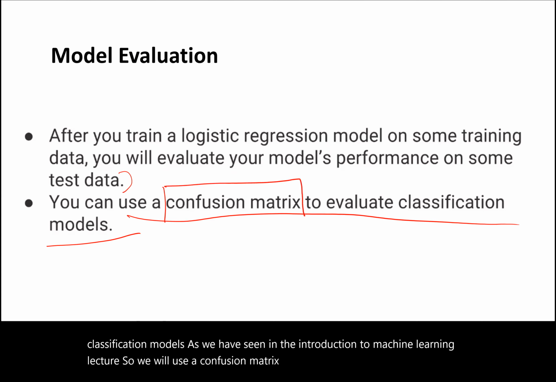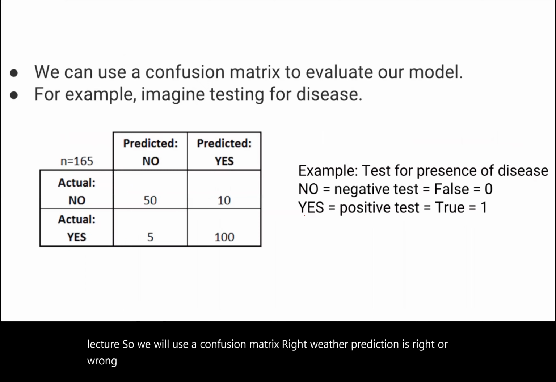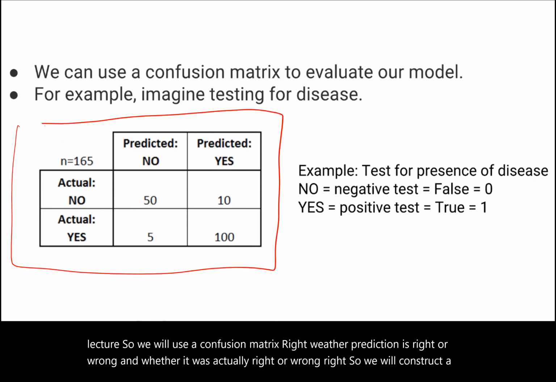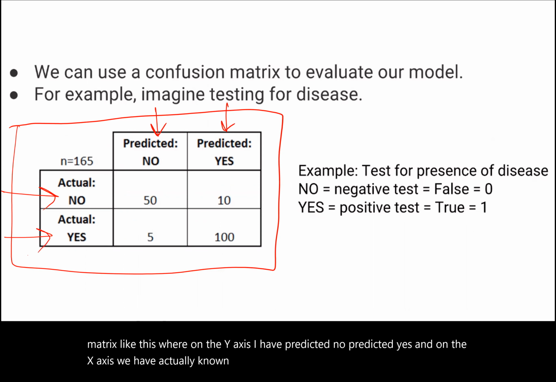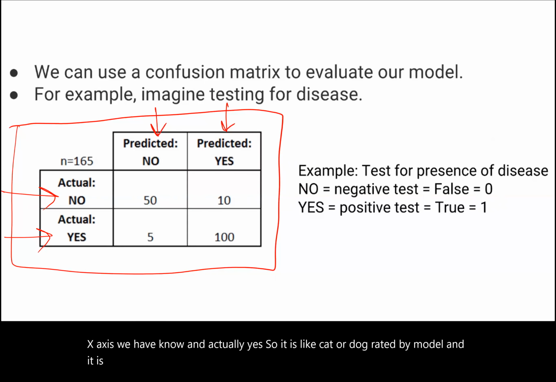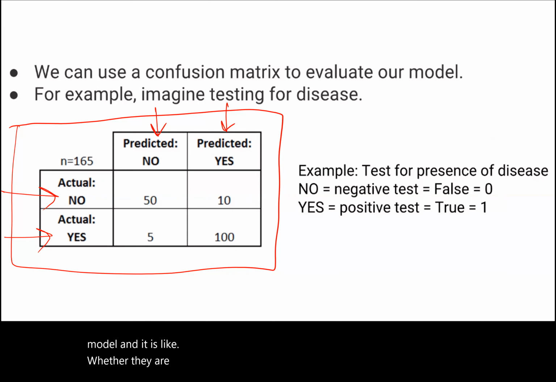Whether the prediction is right or wrong, and whether it was actually right or wrong, right? So we will construct a matrix like this, where on the y-axis I have predicted no, predicted yes, and on the x-axis we have actual no and actual yes. So it is like cat or dog predicted by my model, and whether they are actually cat or dog.